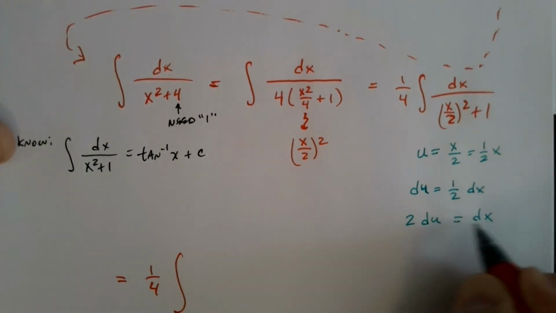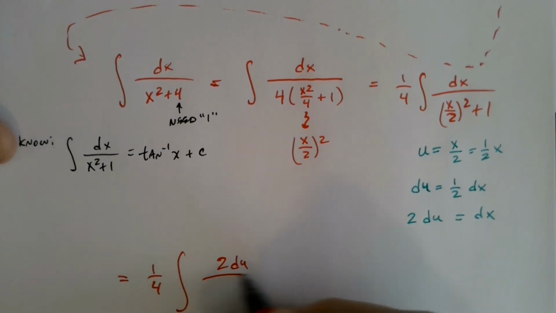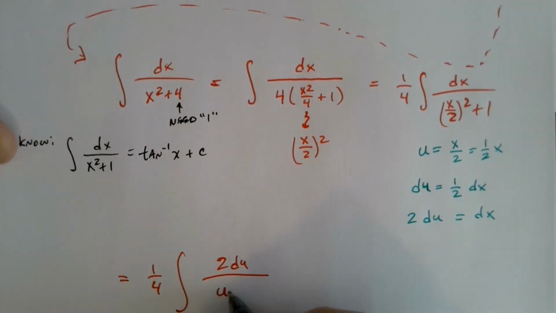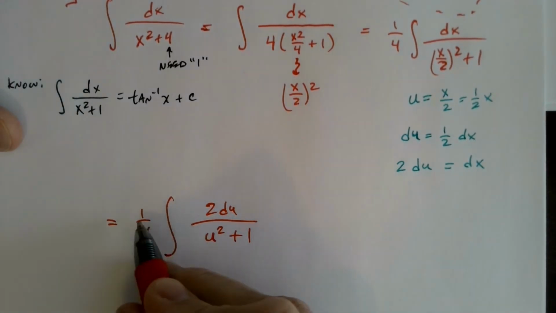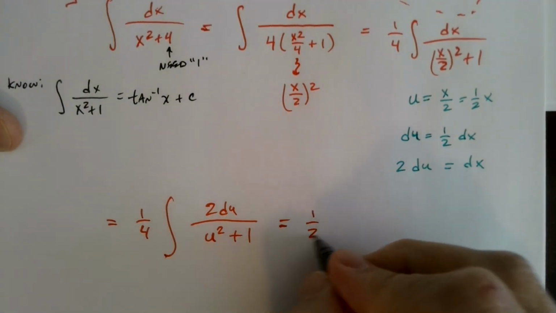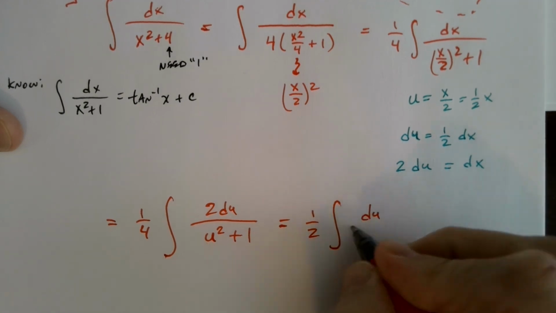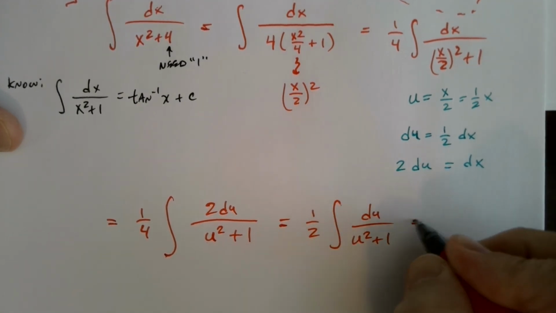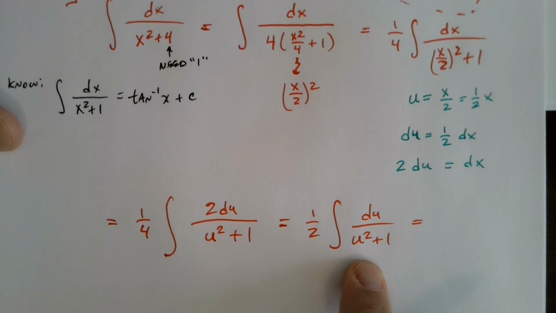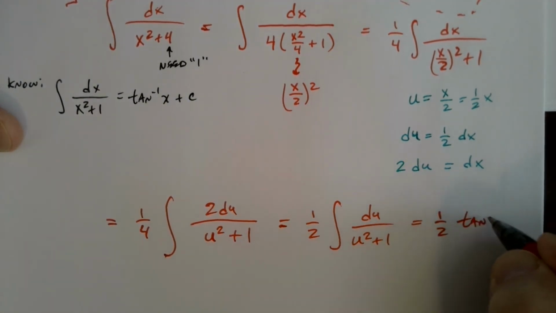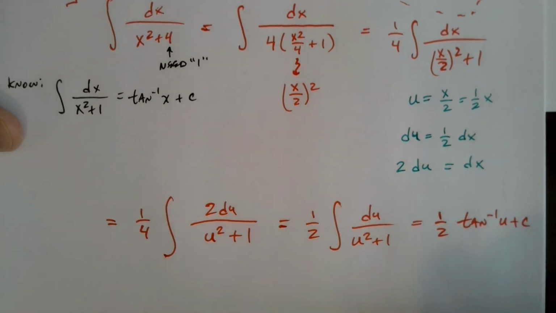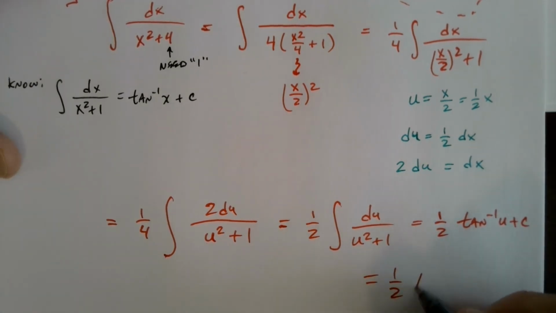And so my integral becomes 1/4, dx is 2 du, x over 2 is u, so u squared plus 1. Now this 2 can come out. 2/4 is what? 1/2 du over u squared plus 1. And now we know we're in the exact form, and so I get 1/2 tangent inverse of u plus c, which I'm going to write as 1/2 tangent inverse of what? U was what? x over 2.